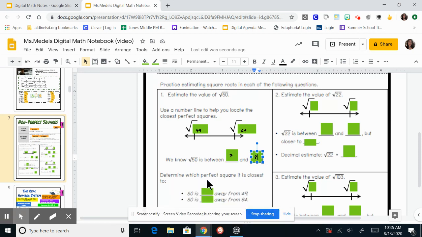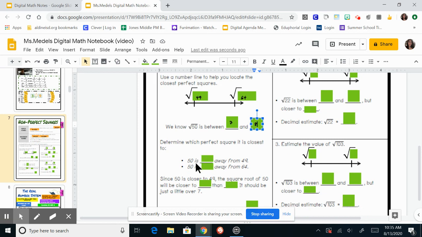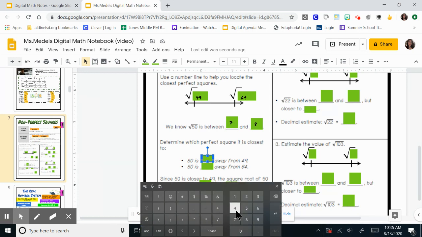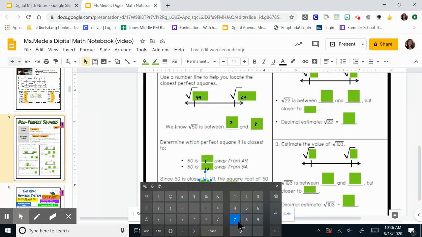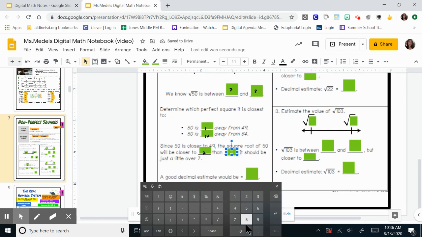Now we just need to figure out which it's closest to. 50 is one number away from 49, and 50 is 14 away from 64. So just by looking at this, since 50 is closer to 49, the square root of 50 will be closer to 7 than 8. A good decimal estimate would be about 7.1, since we know that it's super, super close.